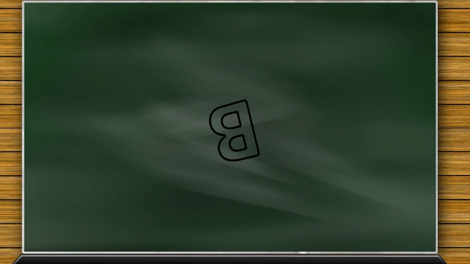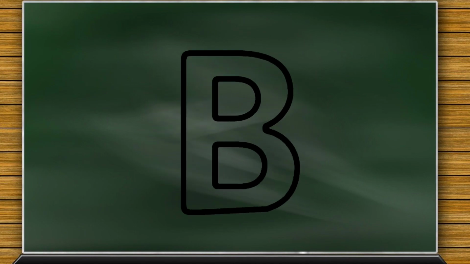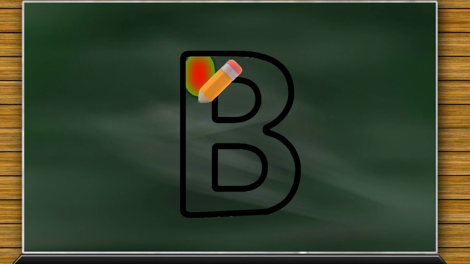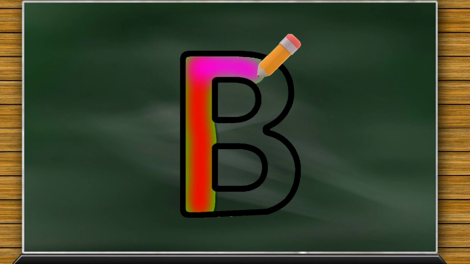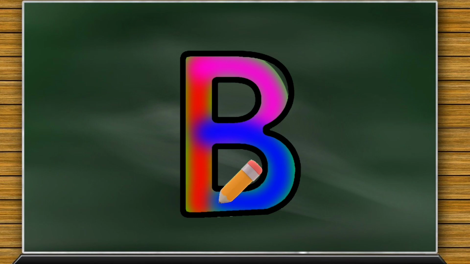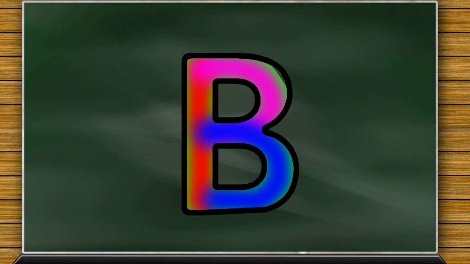Now let's draw the letter B. To draw the letter B, first, make a straight line on the left from top to bottom. Then make a semicircle from the top to the middle of the straight line you made earlier. And finally, make a second semicircle from the middle to bottom of the straight line you made earlier. Good! Let's try again.